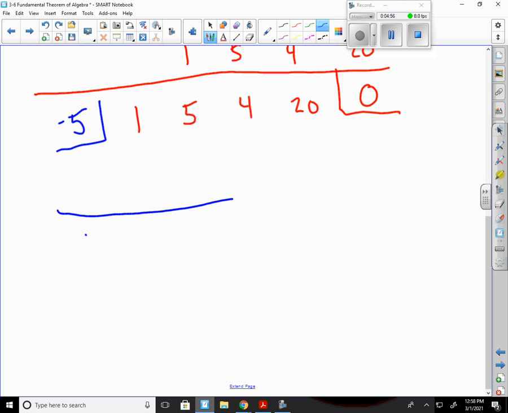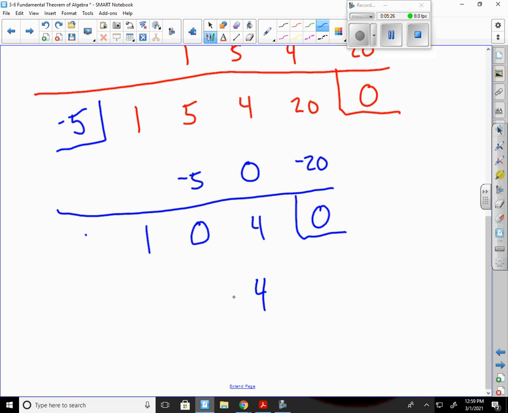Now here I stop at the 20 because that's my last term. Bring down the 1. Negative 5 times 1 is negative 5. 5 minus 5 is 0. Negative 5 times 0 is 0. 4 plus 0 is 4. Negative 5 times 4 is negative 20. 20 minus 20 is 0. I got a 0 remainder, so I know that it's good. I'm down to 3 terms. I can stop with my synthetic division. Now I have x squared plus 4.